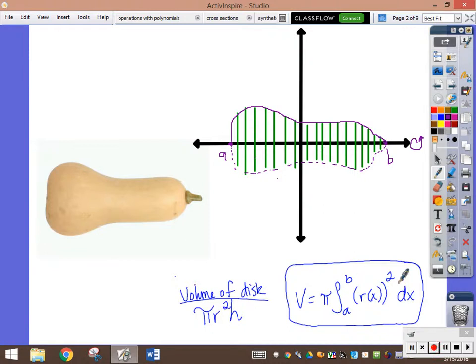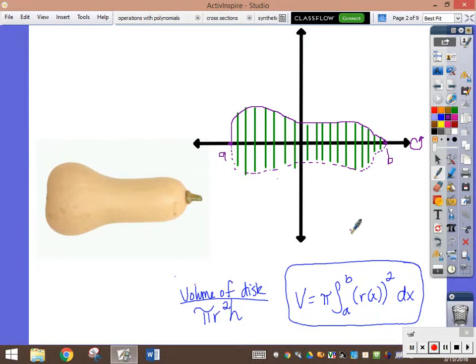And then it's squared because it's squared in the volume formula. And the dx represents the height of each disk, the change in x. So from this side of the disk to that one, that would be a dx. And so that would be how we would set up our integral to find the volume using the disk method, which falls under the category of solids of revolution.